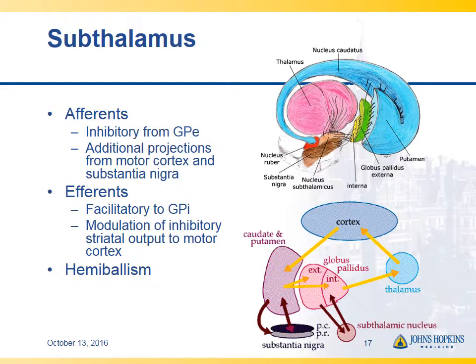In the subthalamus, the afferents are inhibitory from the globus pallidus externa. There are additional projections from the motor cortex and substantia nigra. The efferents are facilitatory to the globus pallidus interna. And this involves modulation of inhibitory striatal output to the motor cortex. A lesion of the globus pallidus can result in hemibalism, which results in large swinging type involuntary movements.